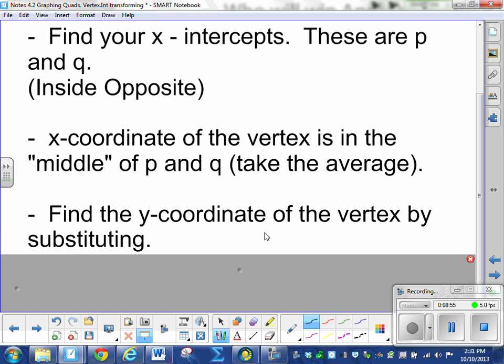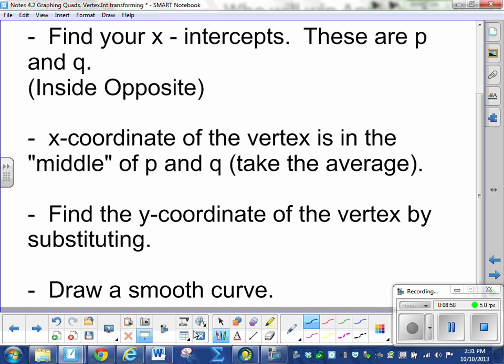Find the y-coordinate of the vertex by substituting whatever x-coordinate you get back in, and then draw your smooth curve. So let's go ahead and try that out.